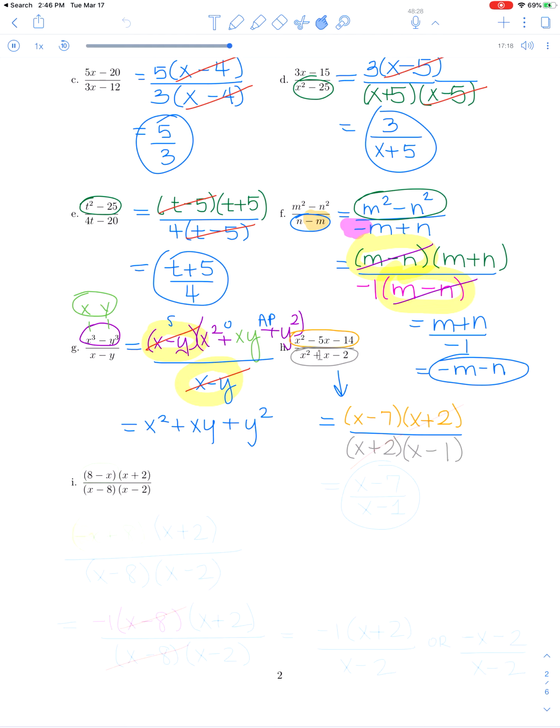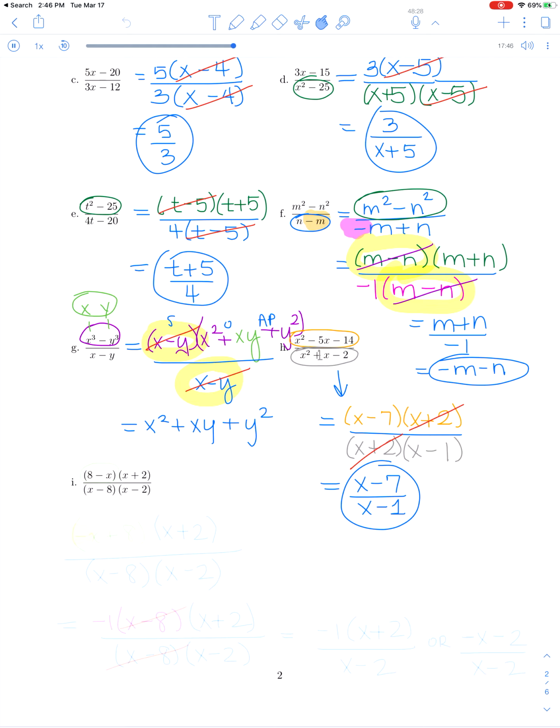Notice we again end up with a common factor on the top and the bottom of x plus 2 that can be canceled out from both the top and the bottom, which leaves us with our final answer of x minus 7 on top and x minus 1 on the bottom. Notice we cannot cancel these out. This is your final answer because these two are not identical, so you must leave your answer like this.